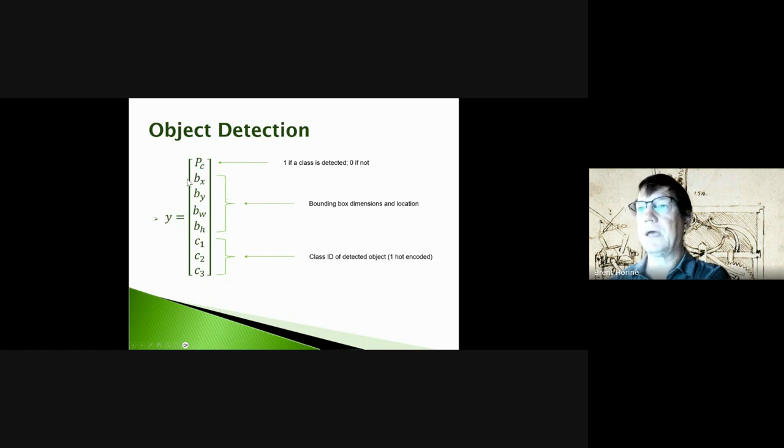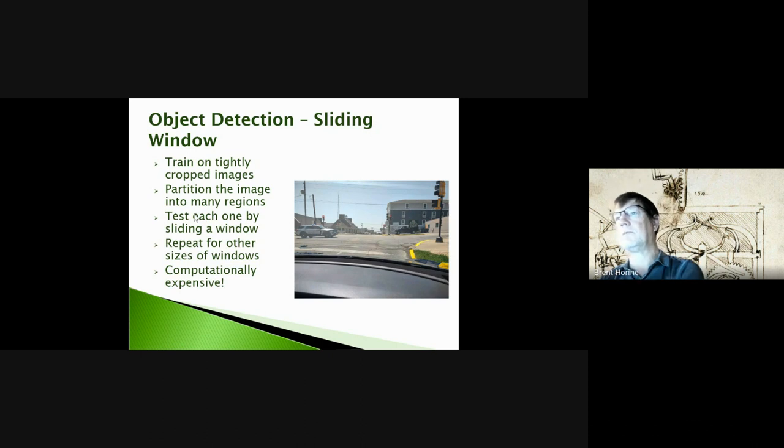At that basic level, if we have one object in each image, we would have one of these labels for each of the images we look at. So now what do we do from there? We could have a sliding window implementation. This is not really how most modern implementations work, but it's useful to look at from a historical standpoint, and there are still some systems that operate this way.